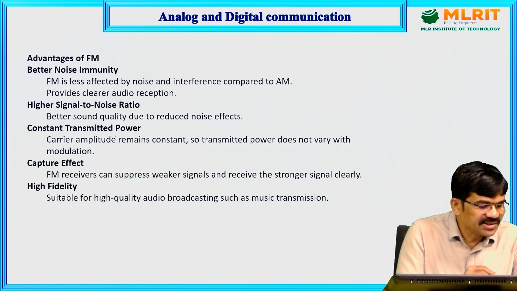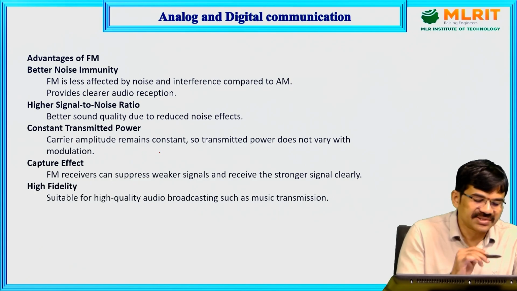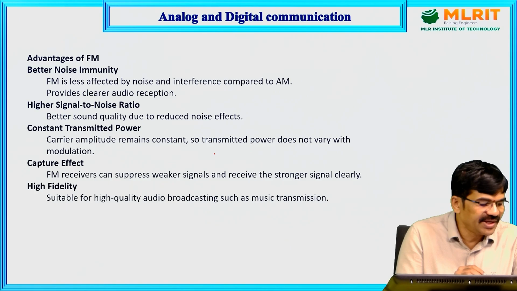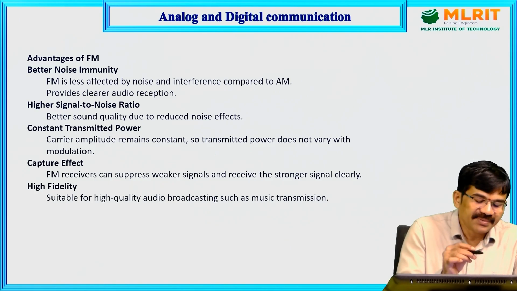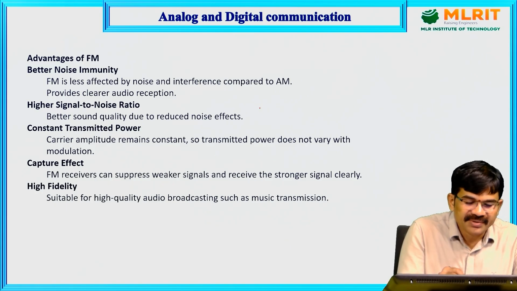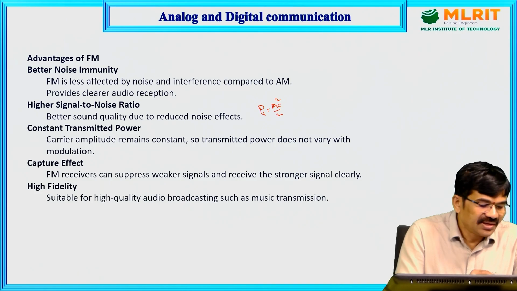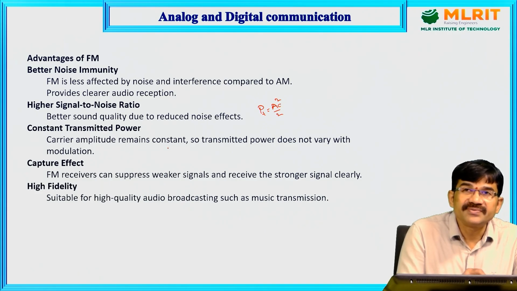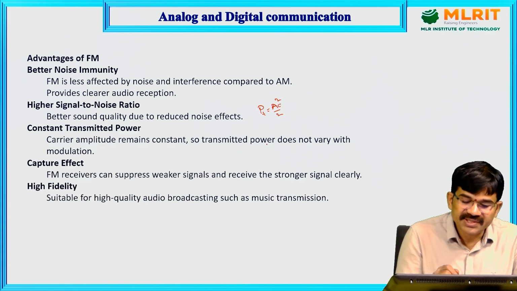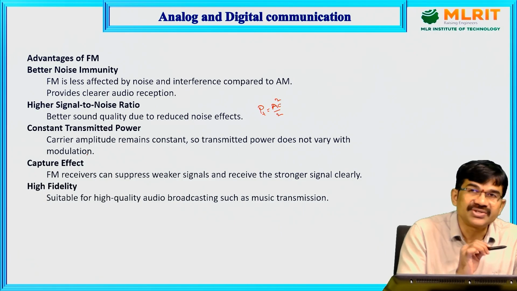Constant transmitted power: carrier amplitude remains constant. So transmitted power does not vary with the modulation. So what is the carrier power in FM? PT in FM is nothing but Ac square by 2. The carrier amplitude remains constant. Carrier frequency is varying, but carrier amplitude is not varying. In FM, the amplitude of the carrier remains constant. So that's why the transmitted power does not vary with modulation.